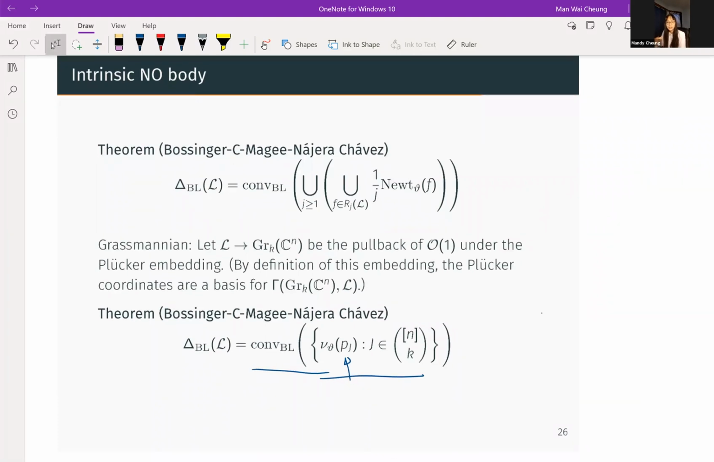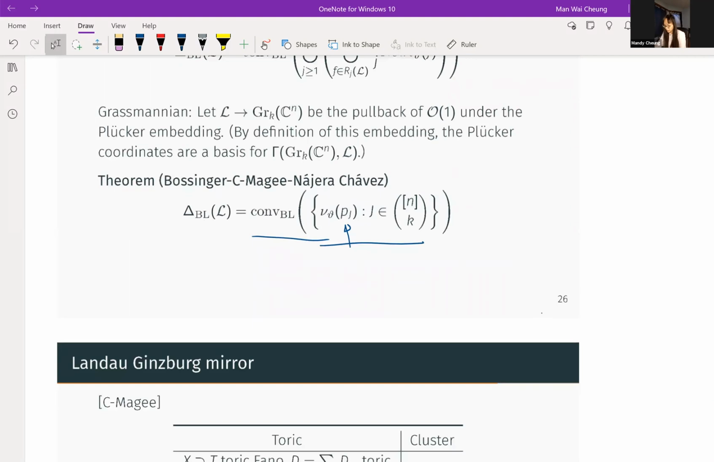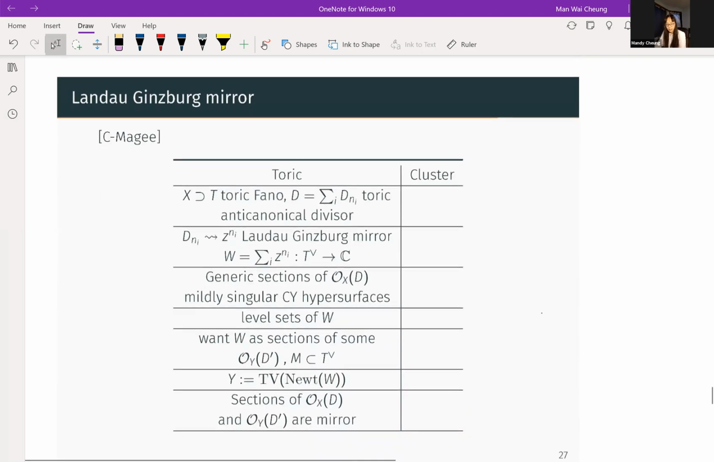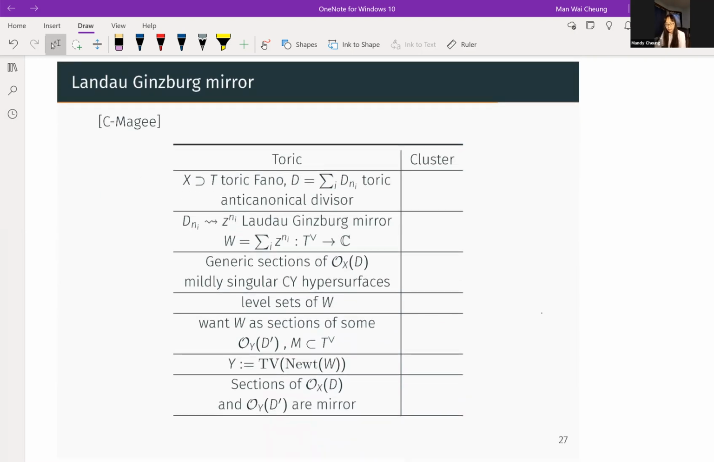You can see once we have the correct setup, everything just follows from this Bokenite convexity setting. The next thing I want to go over is this work in progress, or a dream, that Tim Magee and I are looking at: this Landau-Ginzburg mirror construction. In the toric world, we have a fan, and then we look at the canonical divisor, and the potential is just the sum of the monomials corresponding to the irreducible components of the divisor, and it's kind of the Batyrev picture as well.